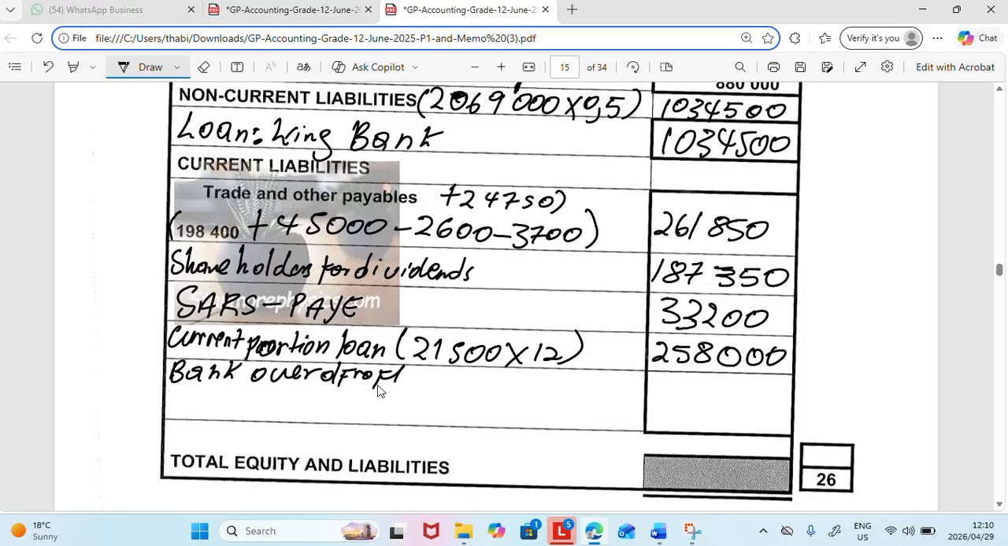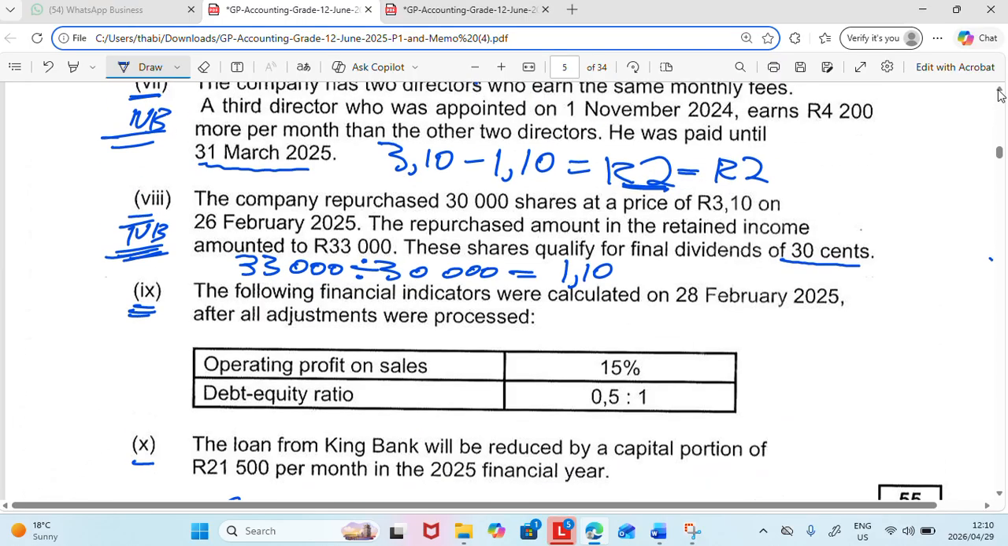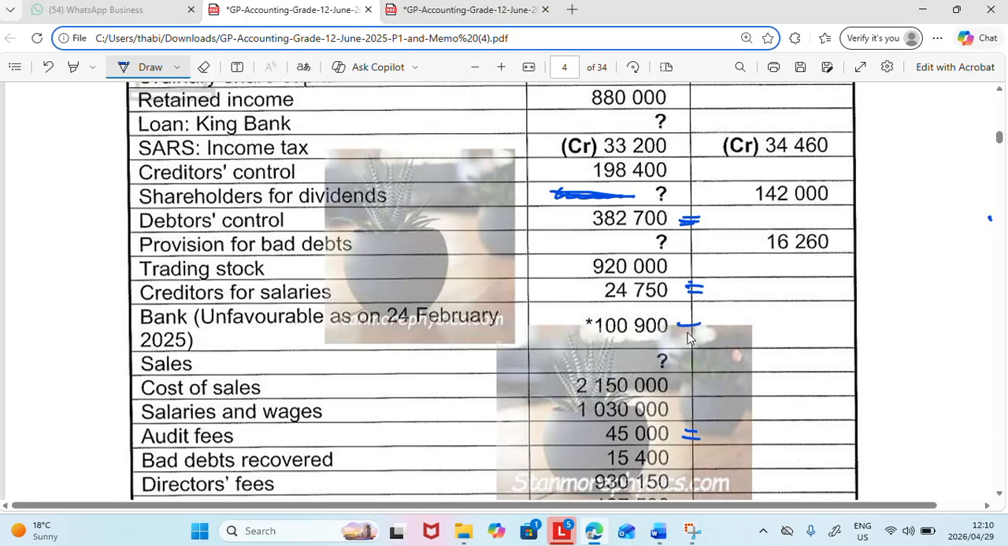Bank overdraft, what am I writing now? Never mind the spelling there. Bank overdraft. Bank overdraft. So let's check from our list of balances. We have a bank overdraft of, where I am ticking bank, it is unfavorable as on 24 February. It is unfavorable, which means we owe bank money. We owe the bank 100,900. That is a bank overdraft.